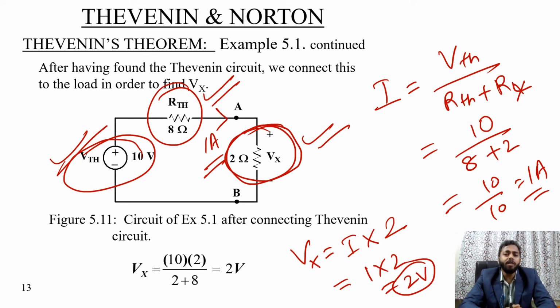If you have a complex circuit, you can convert the complex circuit into the equivalent circuit, where you can see that there are only 3 components, the VTH, RTH and RL. Okay, so this way you are able to calculate the maximum power transfer theorem.